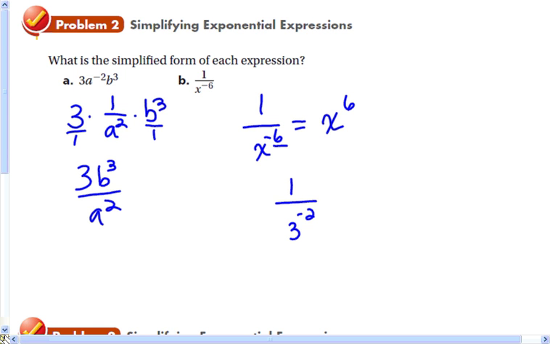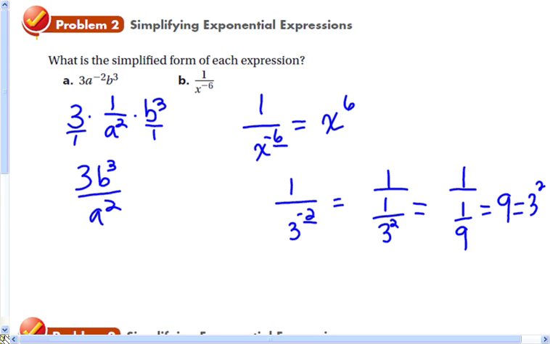But 1 over 3 to the negative second, that's equal to 1 over, and remember, a negative exponent means a denominator of 1 and a numerator of that same base with a positive exponent. And that's 1 divided by 1/9, which equals, 1/9 goes into 1 9 times, so that's equal to 9. And if we look back to the beginning, that 9 is actually 3 to the positive second, so 1 over 3 to the negative second equals 3 to the positive second. So that makes sense.